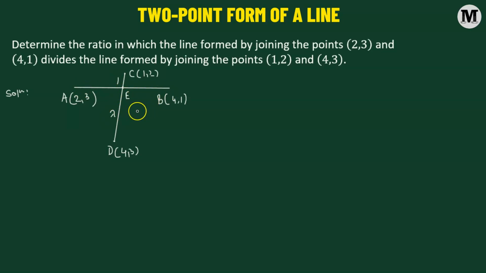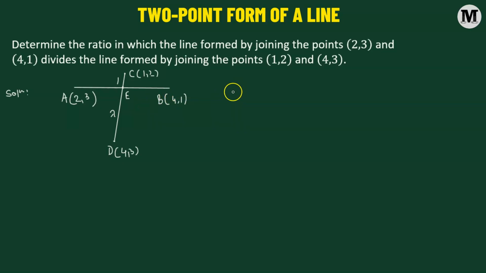Okay, so let's do that. First, we'll have to find out the coordinates of point E. In order to find the coordinates of point E, if we have the equations of these two lines AB and CD, then the intersection point is going to be the coordinates of point E. So let's begin by first finding the equation of AB. Now how do we do that?